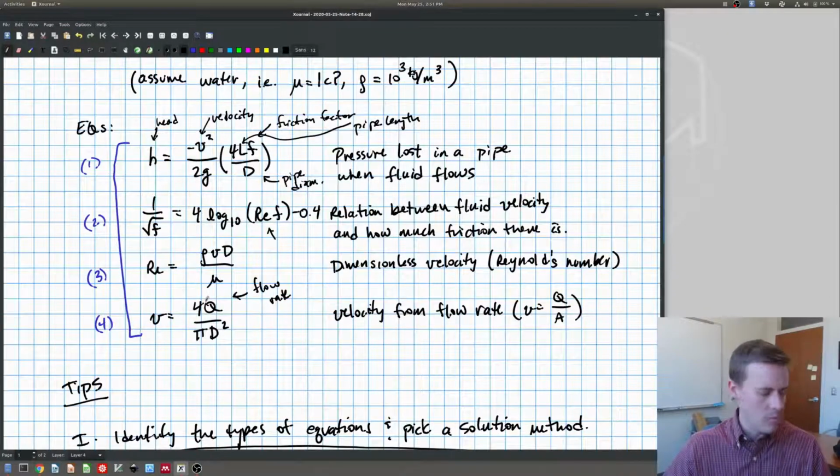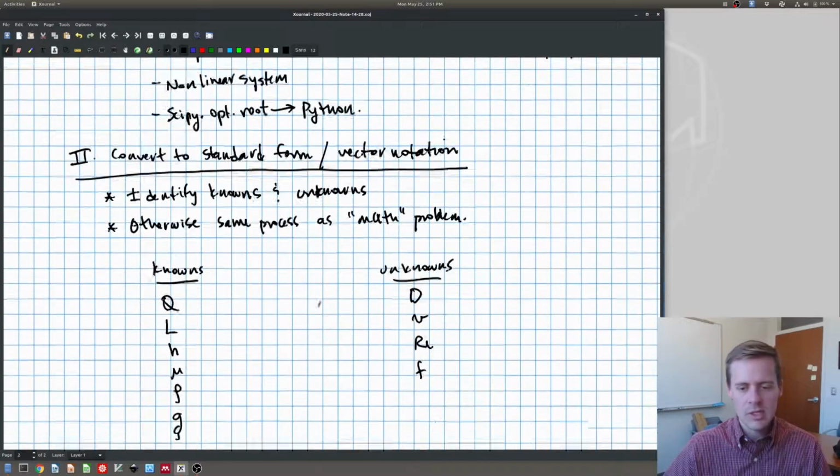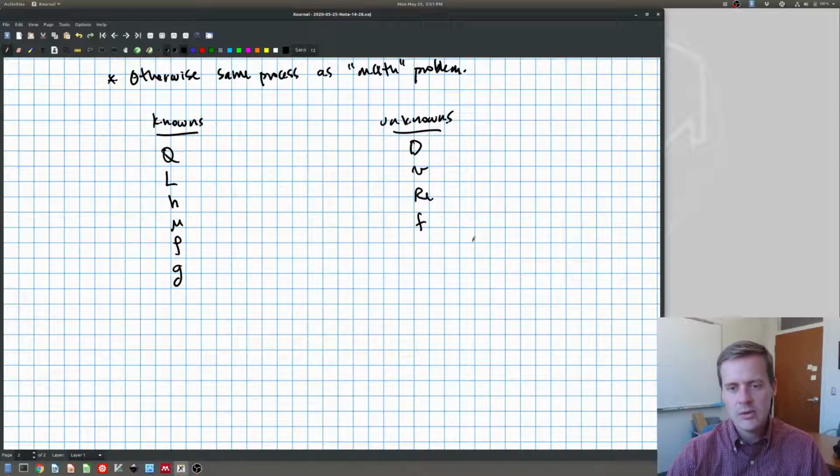All right, so what we want to do now is convert these unknowns into vector notation. So these ones we're going to convert to vector notation.